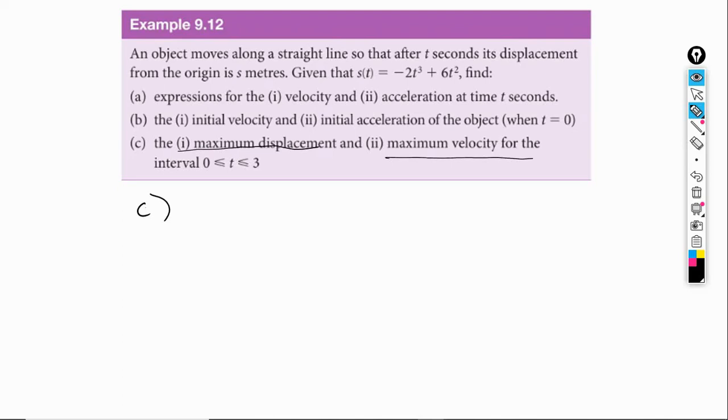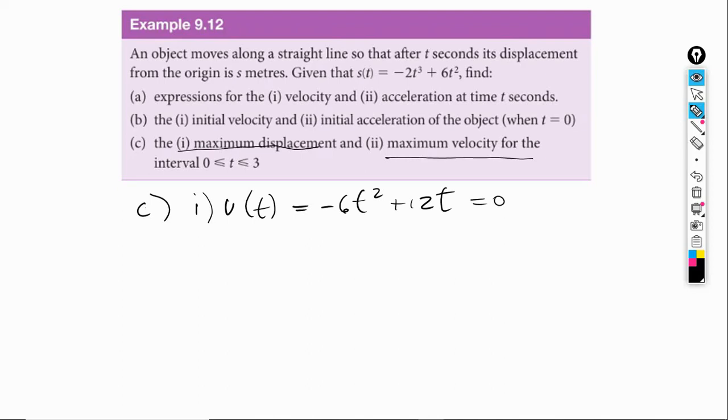And the derivative of displacement, we said already, is velocity. So if we grab that velocity function, we know that velocity is equal to minus 6t squared plus 12t. So what we have to do is like we were doing before, when we want to find a maximum of something, we set the derivative equal to 0, because at the maximum points, the slope of the graph of displacement is equal to 0. So that's where the velocity is 0.